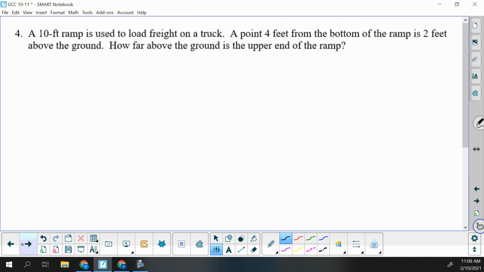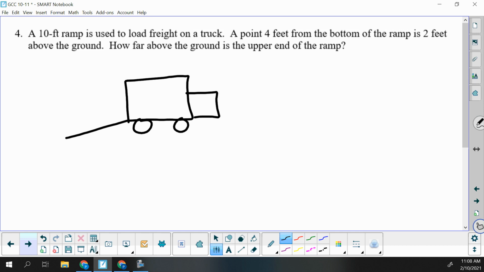All right, moving on to 4. A 10-foot ramp is used to load freight on a truck. So there's our truck. There's our 10-foot ramp. A point 4 feet from the bottom of the ramp is 2 feet above the ground.